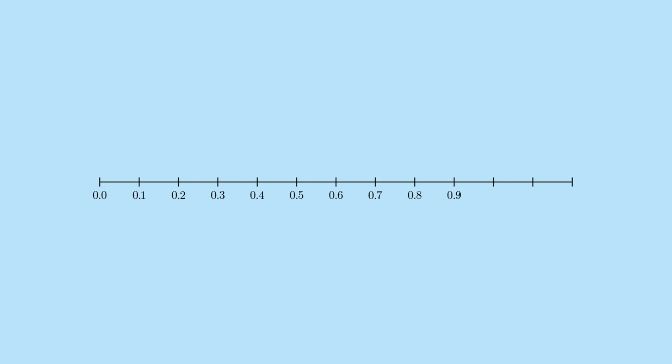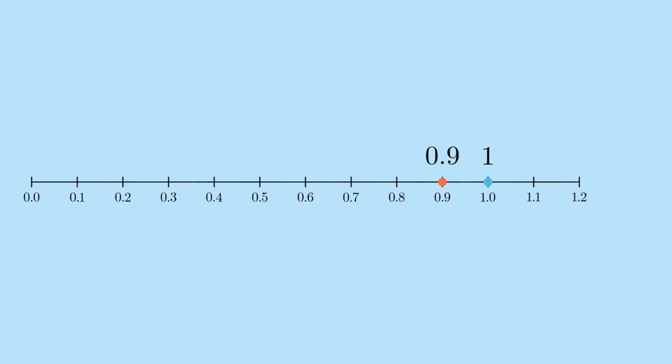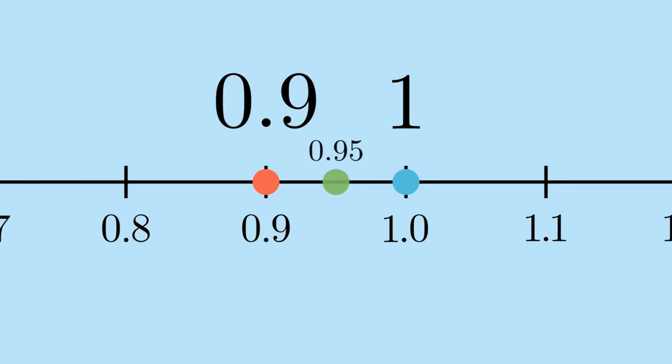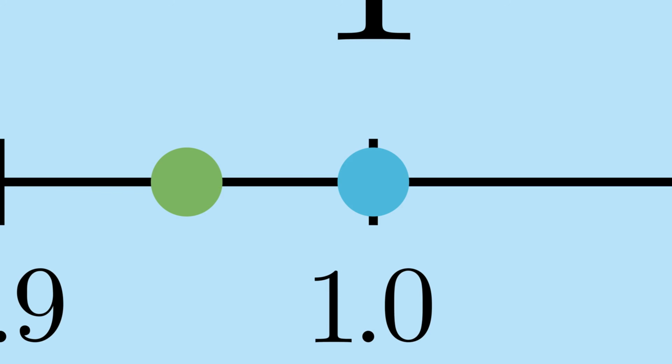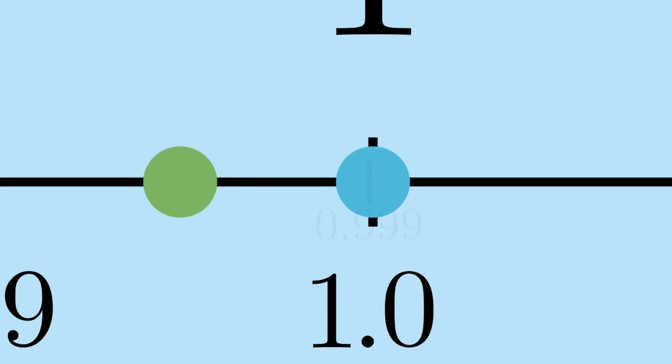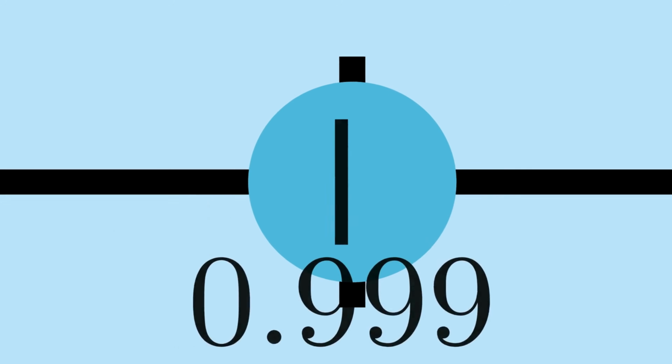Still skeptical? Let's think about the number line. If two numbers are different, there must be a gap between them. There must be space for other numbers. For example, between 0.9 and 1, there is 0.95. Between 0.99 and 1, there is 0.995. But can you find a number between 0.9 repeating and 1?